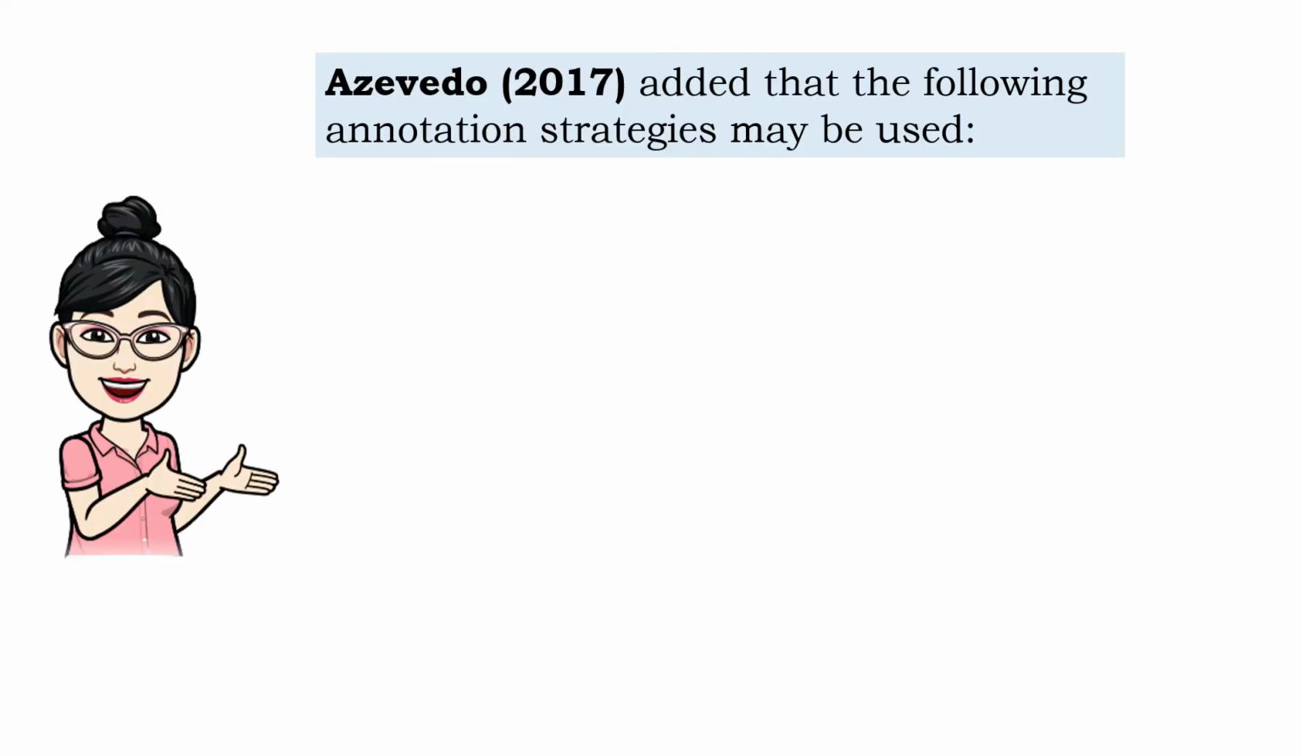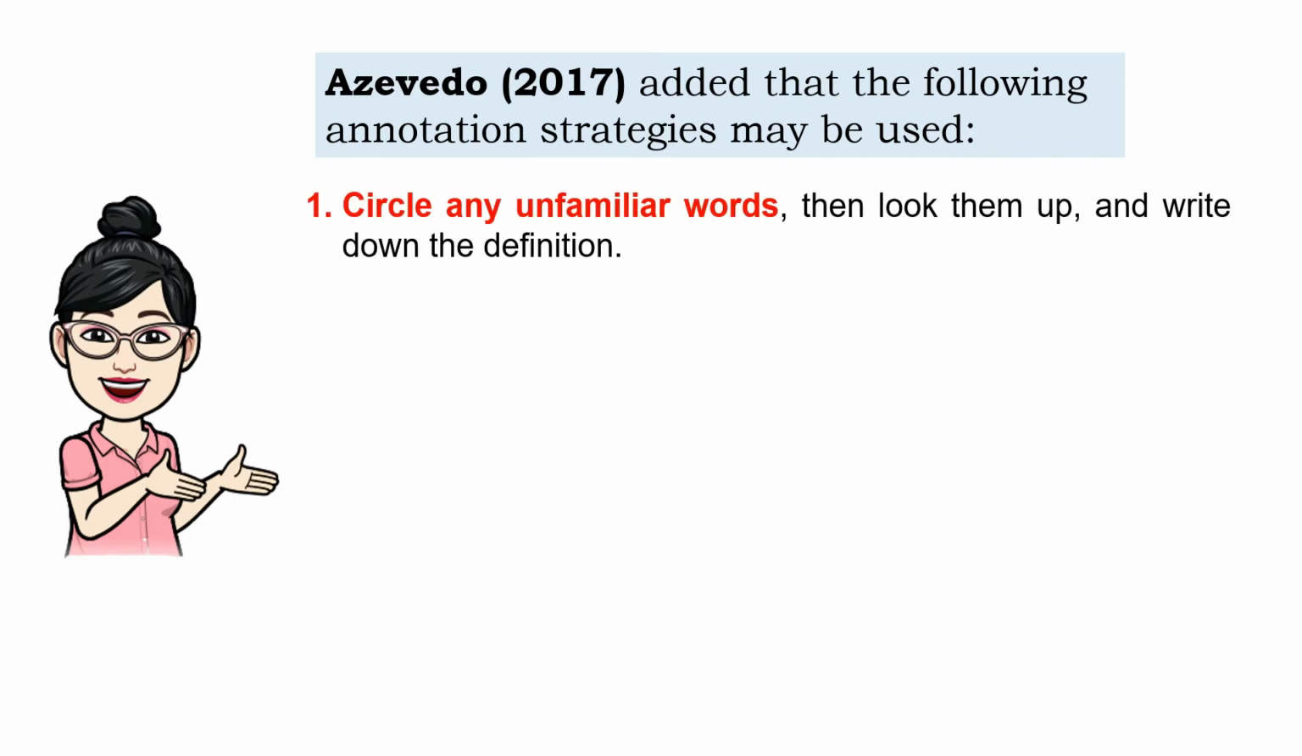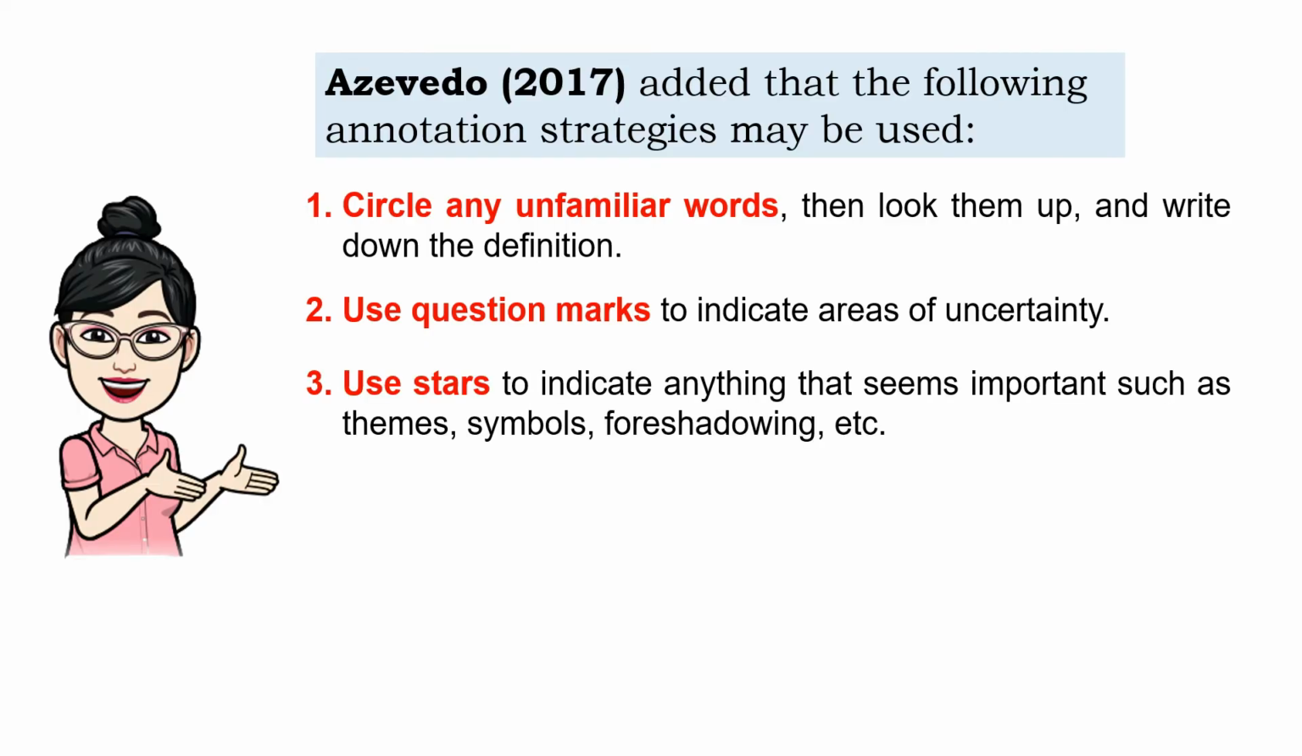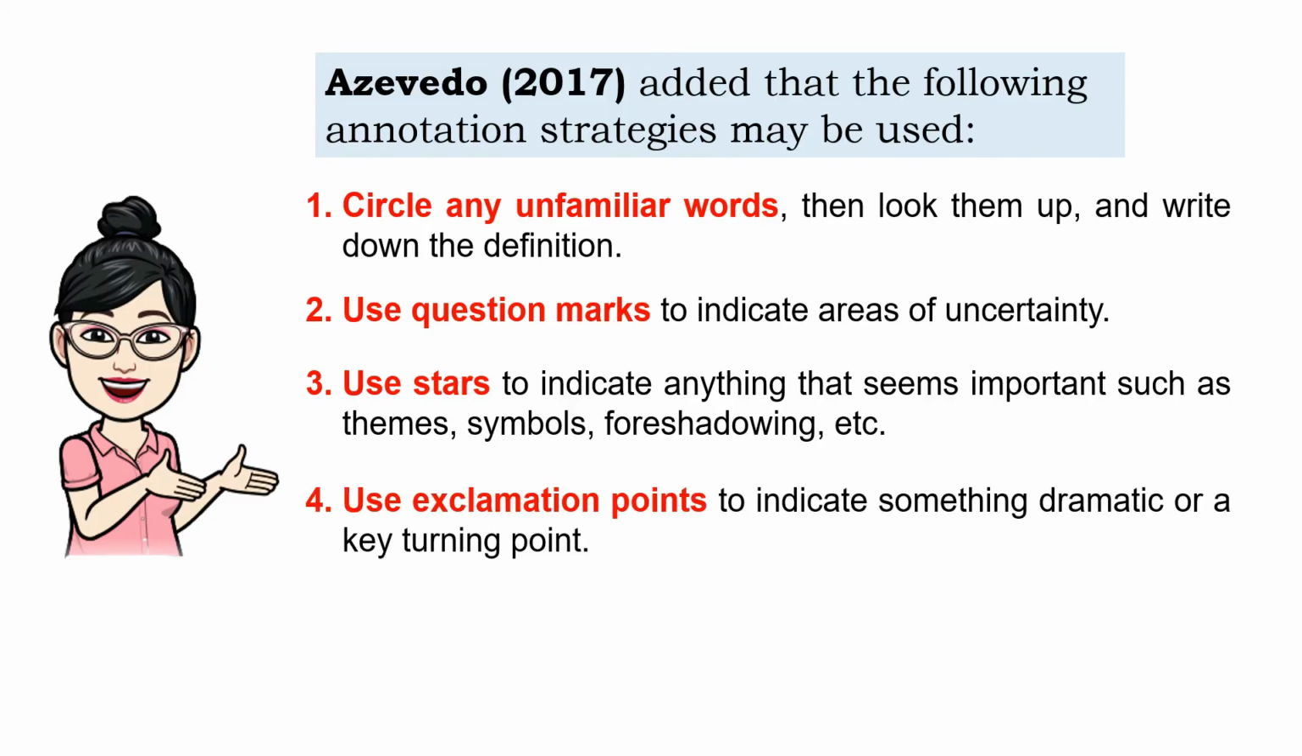Azevedo added that the following annotation strategies may be used. First, circle any unfamiliar words, then look them up and write down the definition. Two, use question marks to indicate areas of uncertainty. Three, use stars to indicate anything that seems important, such as themes, symbols, foreshadowing, and others. Four, use exclamation points to indicate something dramatic or a key turning point.